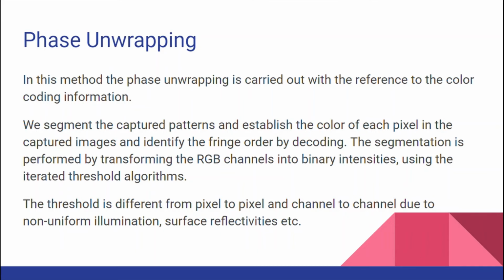Now the segmentation of the captured pattern as a gray code into separate RGB channels is done by converting them into binary intensities, where 255 corresponds to 1 and 0 corresponds to 0. So it's basically the pixel intensities are binarized in order to segment the captured patterns.